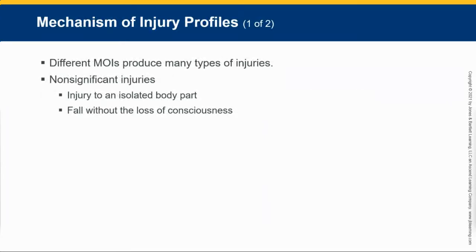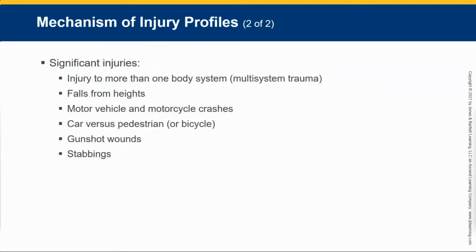So, mechanism of injury profiles. We have non-significant MOIs, or mechanisms of injury, and those are injuries to an isolated body part or maybe a fall without a loss of consciousness. But then we have significant MOIs, and these are injuries that involve more than one body system, which is known as multisystem trauma. We'll be covering that a little bit later.